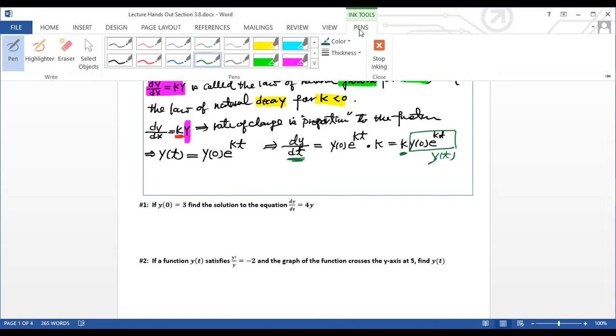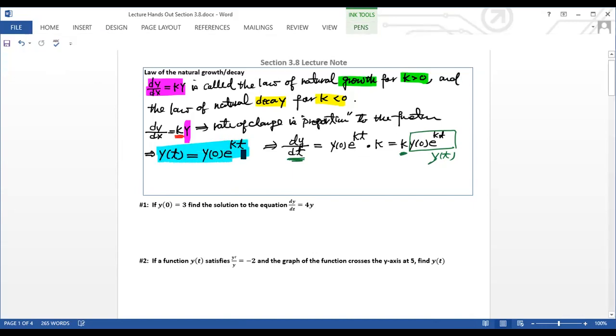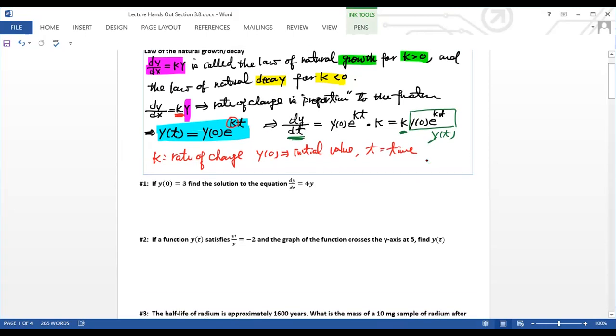So this is a very important function, right? The whole section is based on y(t) equal to the initial value times e^(kt). Of course, k is the rate of change. y0 is the initial value, and t is the time. So y(t) equals y0 e^(kt). If you take the derivative of both sides, it is derived from this, right? The rate of change is proportional to its original function. That's how we define it. Okay, so now let's take a look at how we do a few problems.